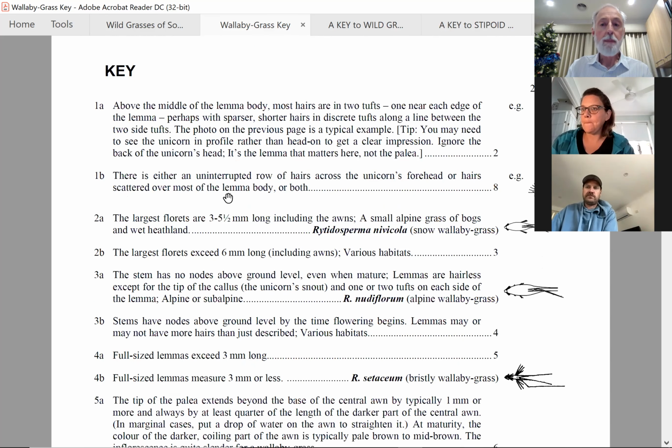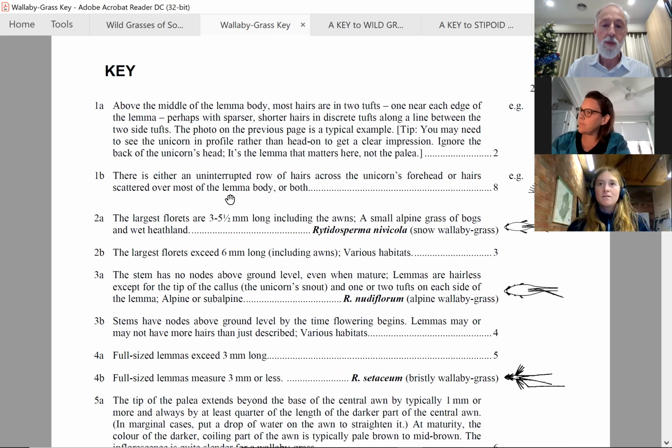Okay, now, many of you have used a key before. Those of you who've used a key to grasses will have found it extremely frustrating. Let's see how we go with this. We're going to identify the specimens that you now have. Or in case of Kate and maybe one or two others of you, you'll just have to rely on the images.